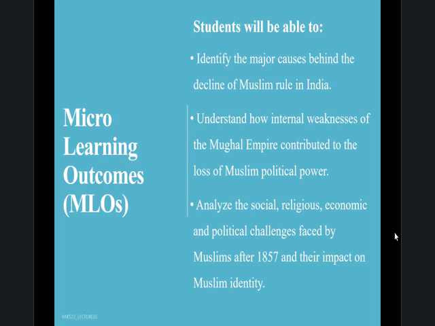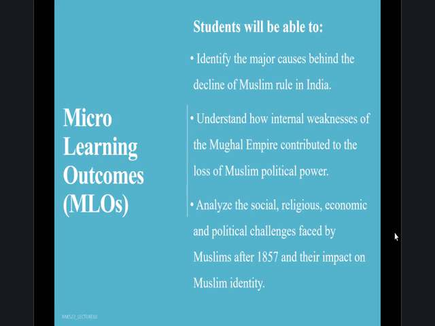The second micro-learning outcome is to understand how internal weaknesses of the Mughal Empire contributed to the loss of Muslim political power. And the third micro-learning outcome is to analyze the social, religious, economic and political challenges faced by the Muslims after 1857 and their impact on Muslim identity.